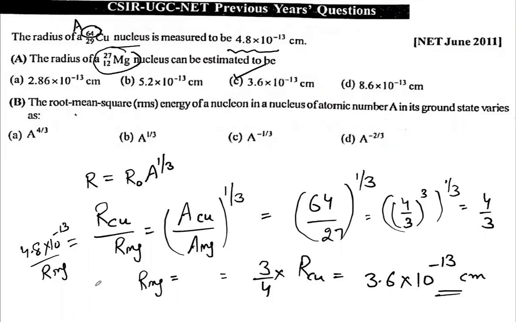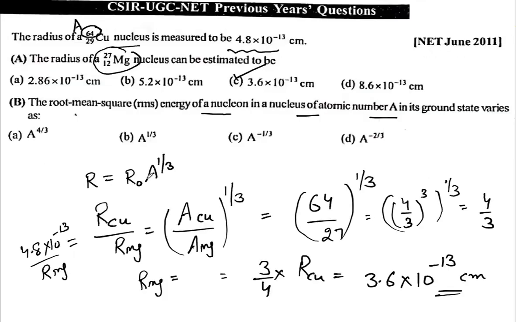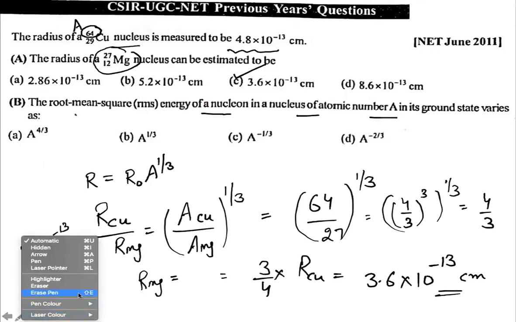Now in the second part of this question, what they have asked is how the root mean square energy of a nucleon in a nucleus of mass number A varies. So we have to find the energy relation with this mass number. Here I would like to say, just a minute. Okay, let me erase it, and then we will try to solve it.